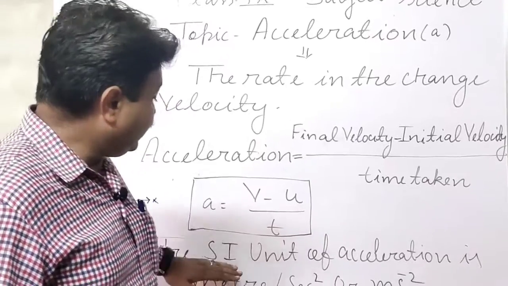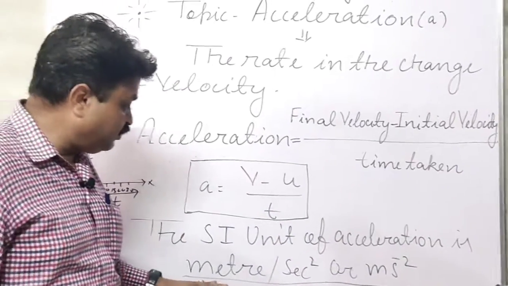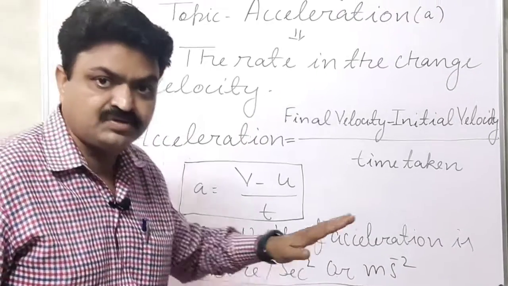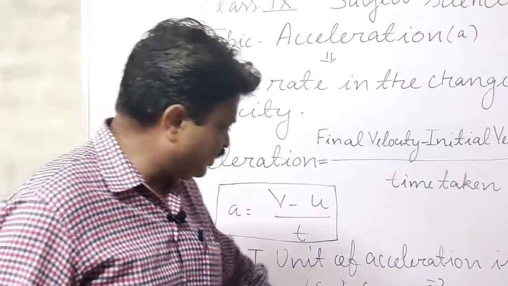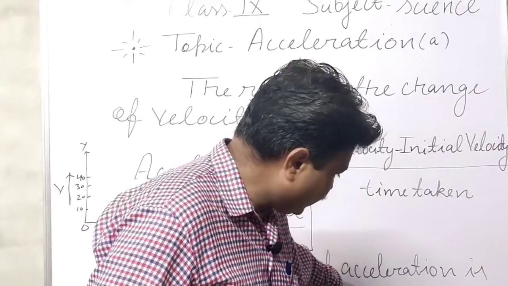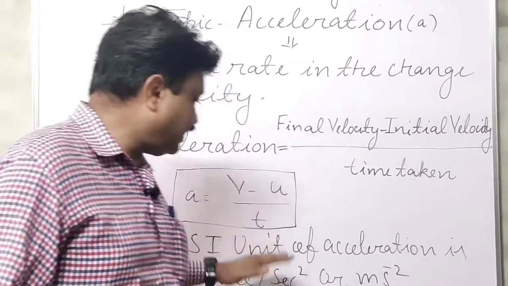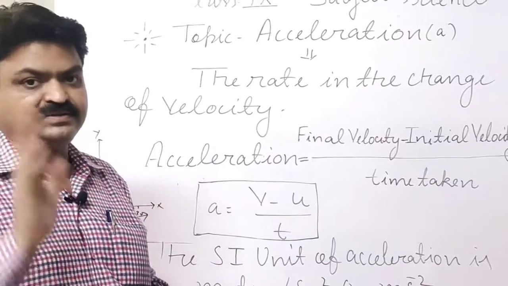Now, what is the SI unit? The SI unit of acceleration is meter per second square, student, or meter second power minus 2. It is the SI unit of acceleration.